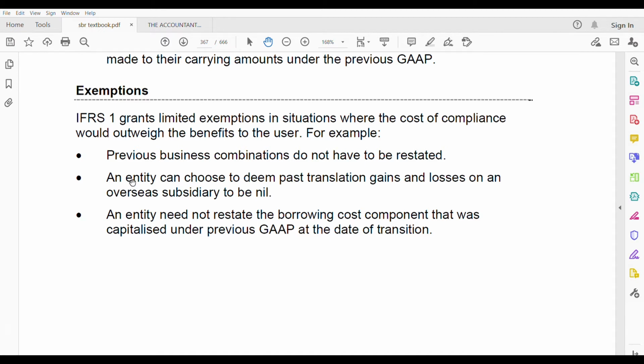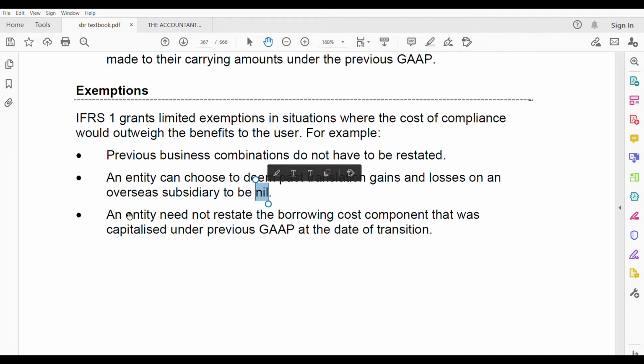An entity can choose to deem past translation gains and losses on an overseas subsidiary to be nil. Here you have a choice. For example, you have an overseas subsidiary, right? And when you were translating their financial statements, you had some translation gains or losses in the past. Past always means before you adopt IFRS standards. Now, after adopting IFRS standards, you will be taking it as nil. That means there will be no translation gains or losses.